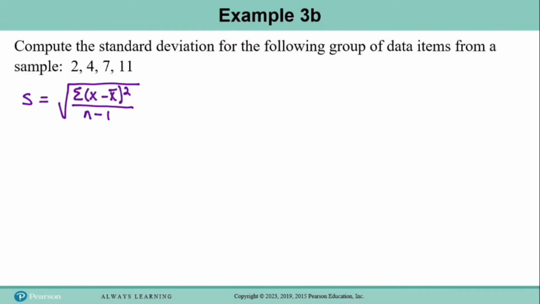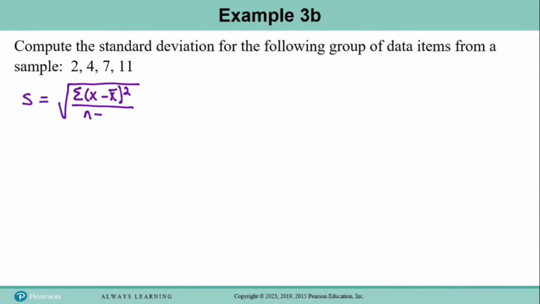Okay, here we have another data set, and this is a small data set because you can imagine that trying to use this formula with a large data set would quickly become a headache. So every time we use the formula, we're always going to use it with a small data set. We're just practicing here. We're asked to find the standard deviation of the numbers in this sample, and we have a data set of 2, 4, 7, and 11.